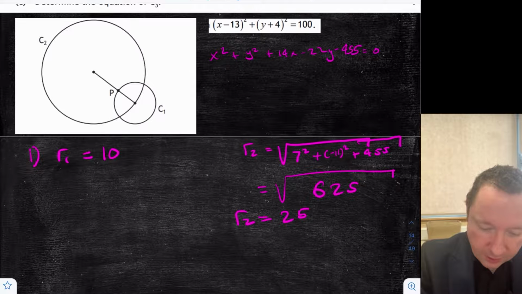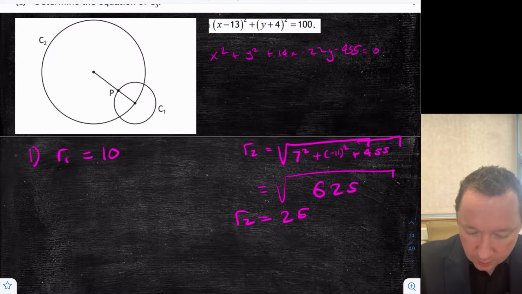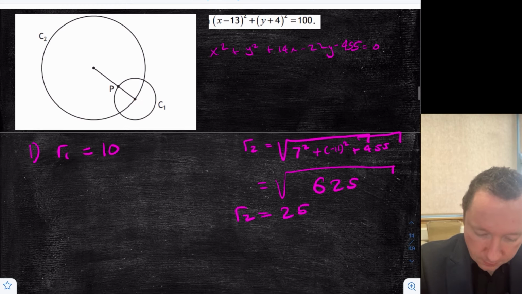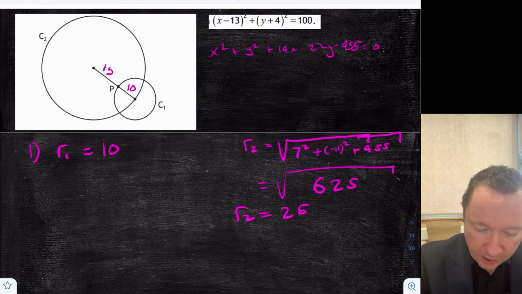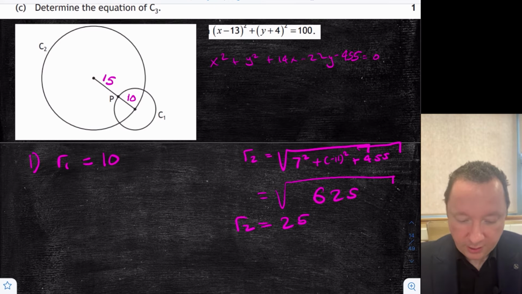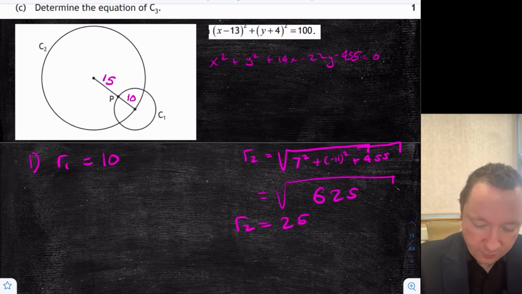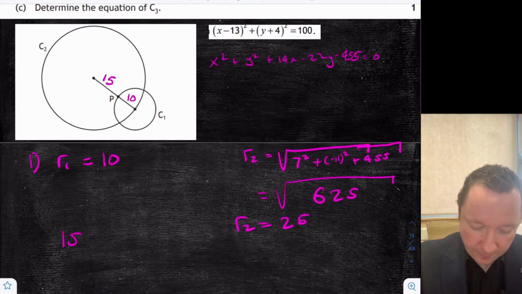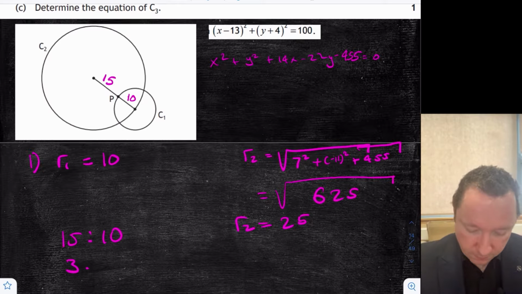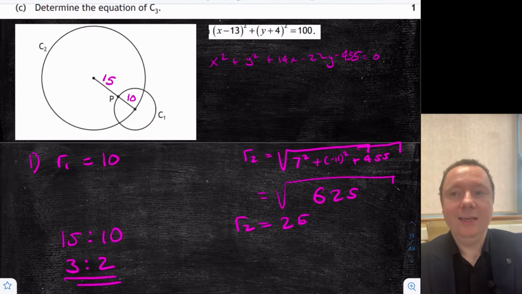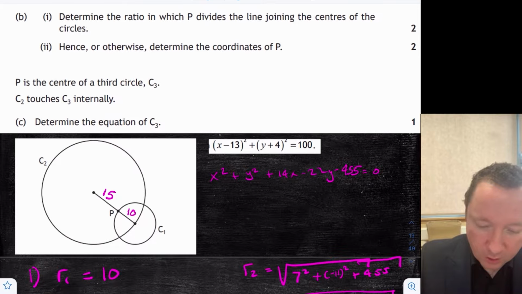We know this radius here from C1 to P is 10. We know the radius from here all the way over to here is 25, so that must be 15, because 15 and 10 make 25. So the ratio in which P is dividing the line is simply 15 to 10, which we can simplify to 3 to 2. And we're done there.